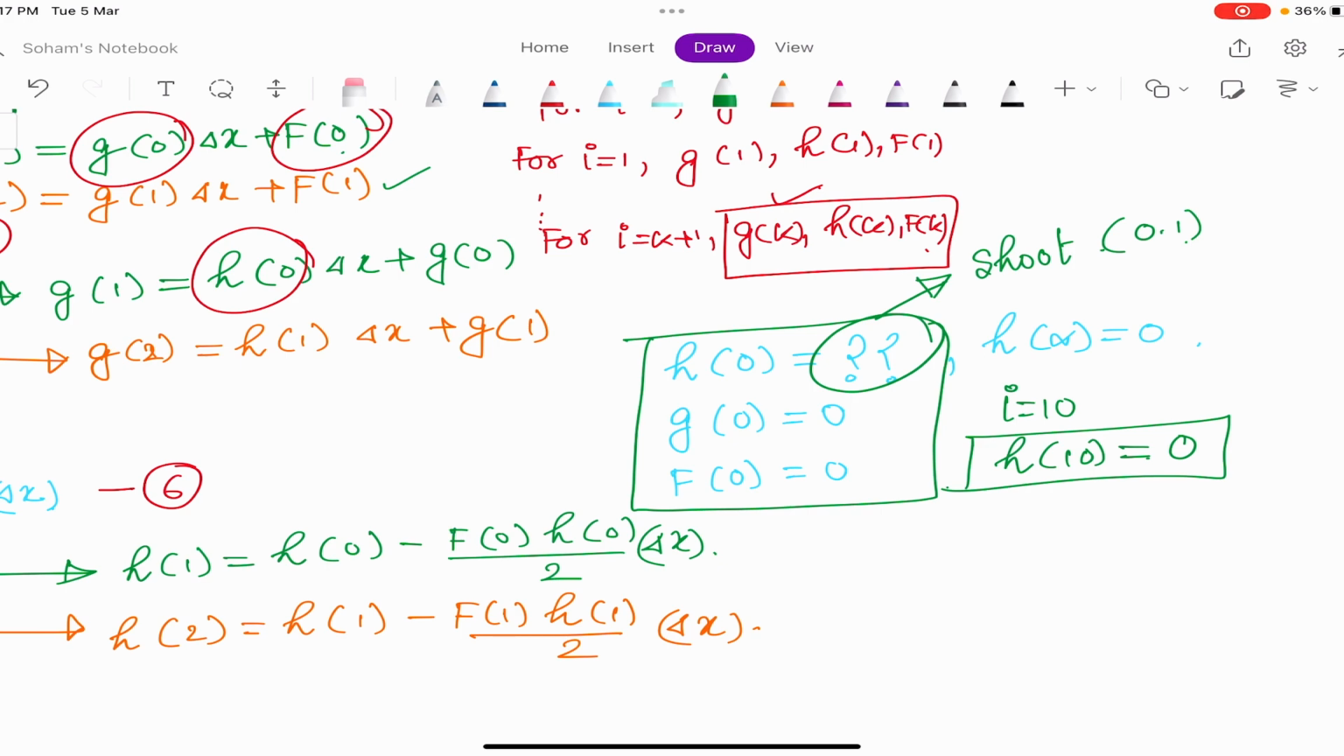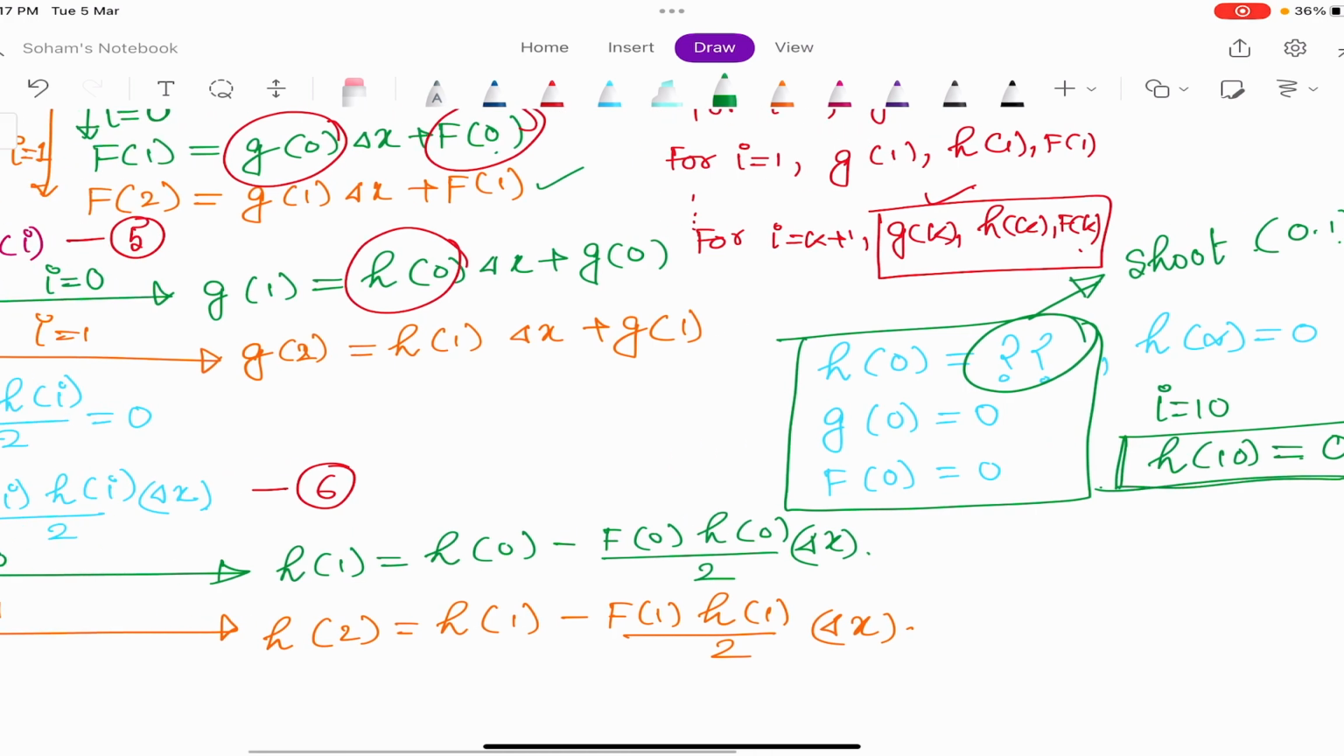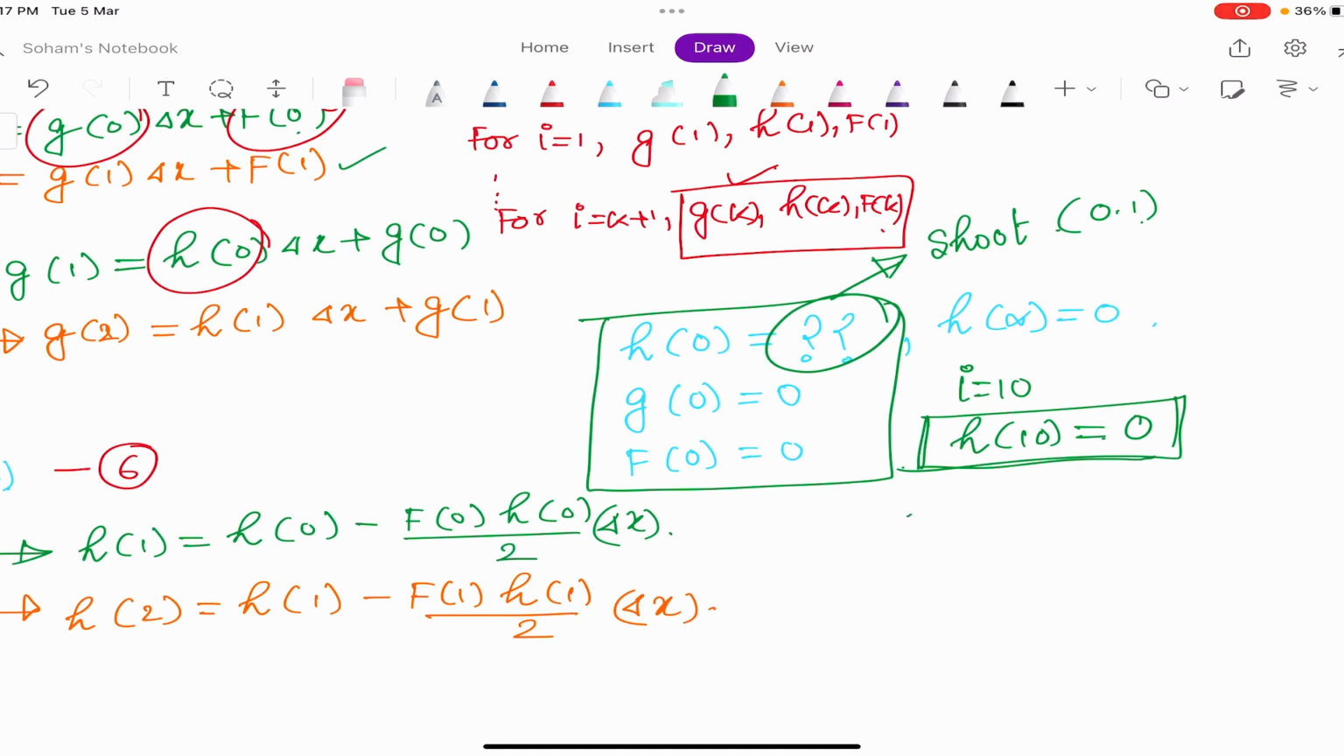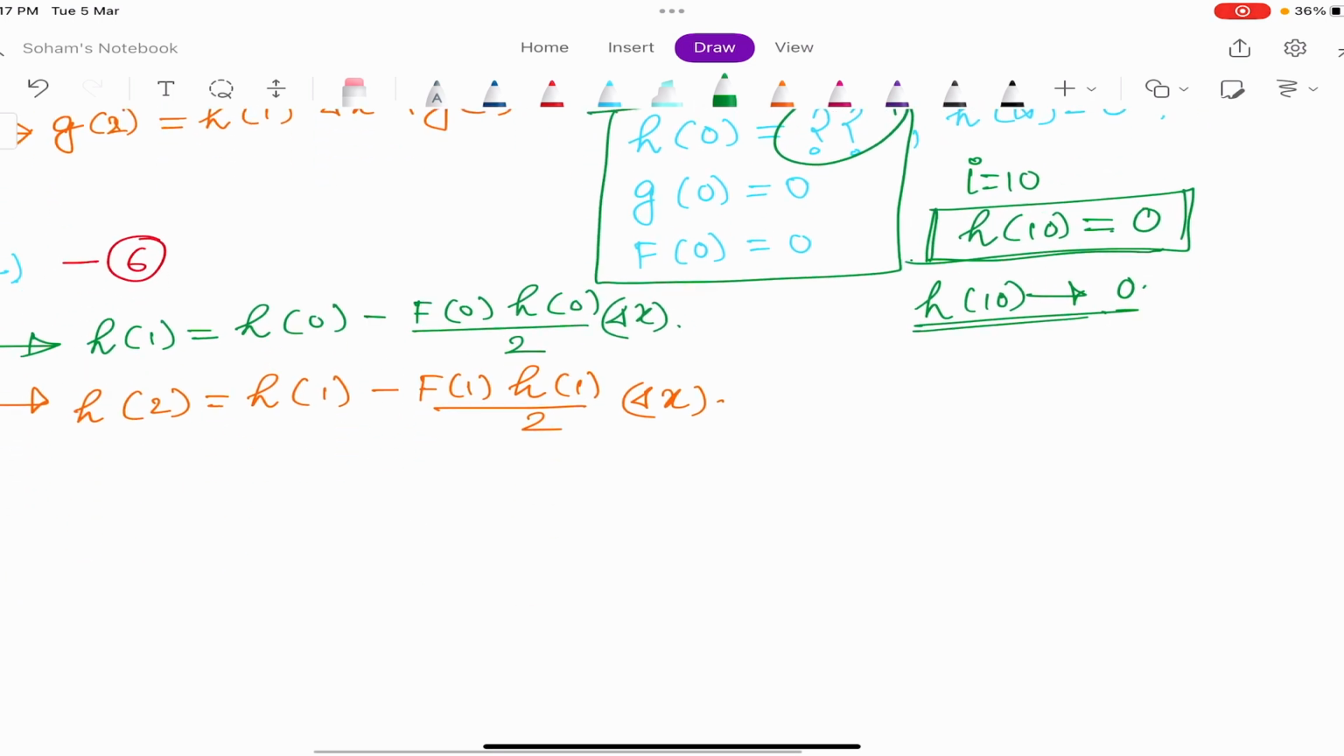So if this condition is satisfied, that is h is tending to 0, then your guess value or the shooting value was correct. If it is not tending to 0, then you have to shoot again. So by this method you have to find the numerical solution at each grid point. So this was the philosophy of the shooting technique.